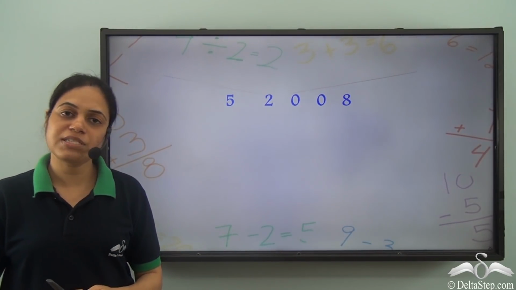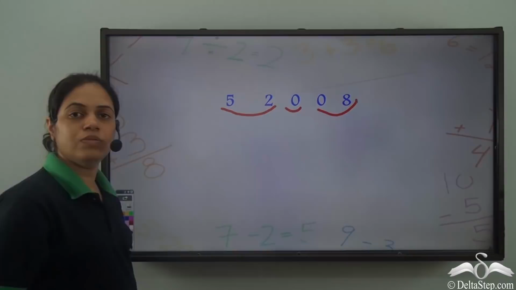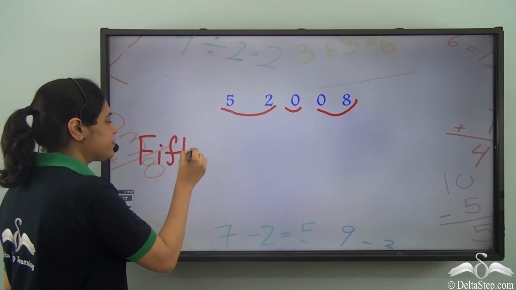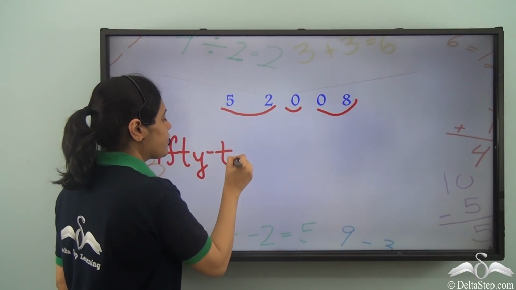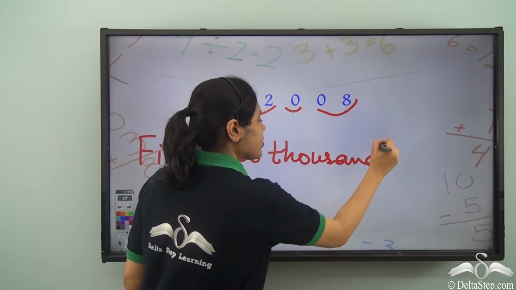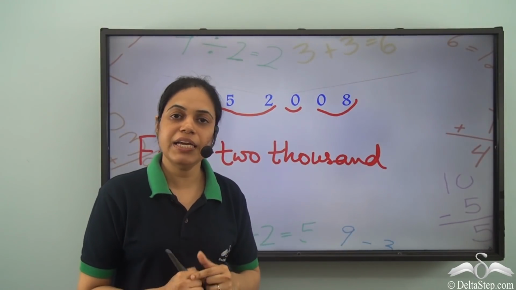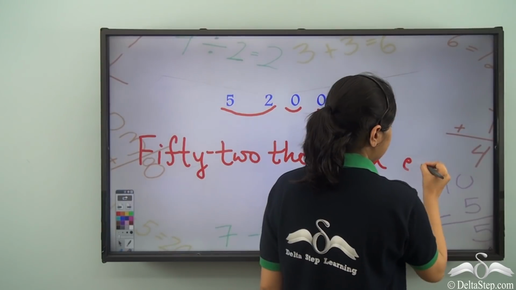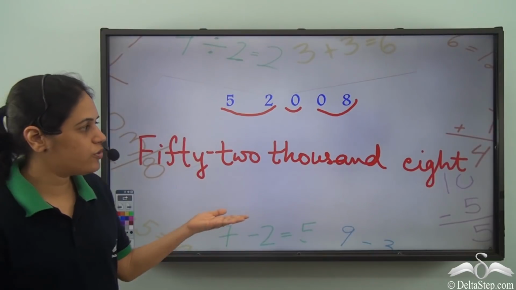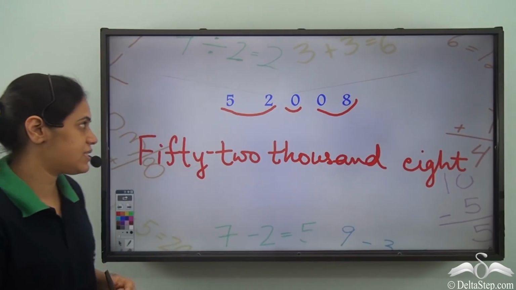Now what is the number name of this number? So again 2, 1, 2. So I have 52,000. Again, I'll not write 0,100, and 0 and 8 together gives me 8. So 52,008. I don't write 08. So 52,008 is the number name of this number.